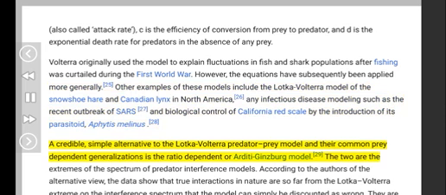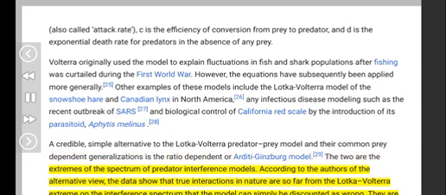A credible, simple alternative to the Lotka-Volterra predator-prey model and their common prey-dependent generalizations is the ratio-dependent or Arditi-Ginzburg model. The two are the extremes of the spectrum of predator interference models. According to the authors of the alternative view, the data show that true interactions in nature are so far from the Lotka-Volterra extreme on the interference spectrum that the model can simply be discounted as wrong. They are much closer to the ratio-dependent extreme, so if a simple model is needed one can use the Arditi-Ginzburg model as the first approximation.